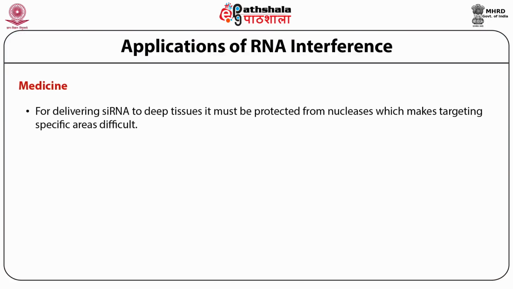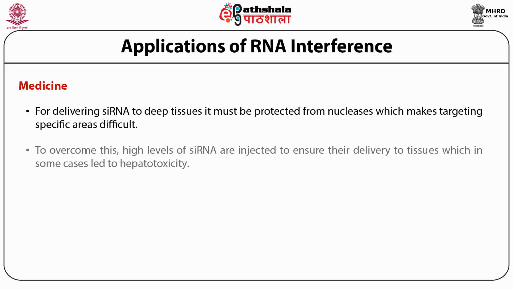For delivering siRNA to deep tissues, it must be protected from nucleases, which makes targeting specific areas difficult. To overcome this problem, researchers tried to inject high levels of siRNA to ensure their delivery to deeper tissues, but this ultimately led to hepatotoxicity, making it a non-feasible approach.